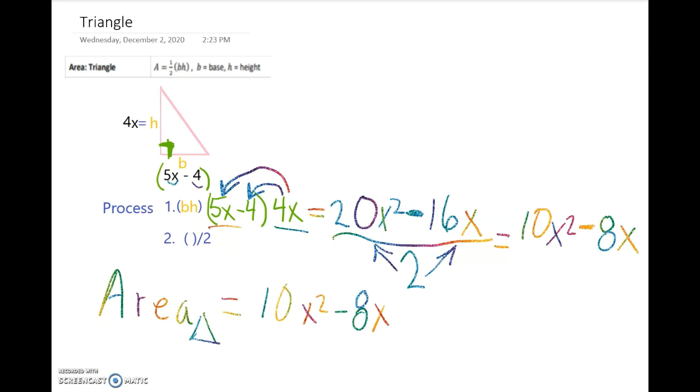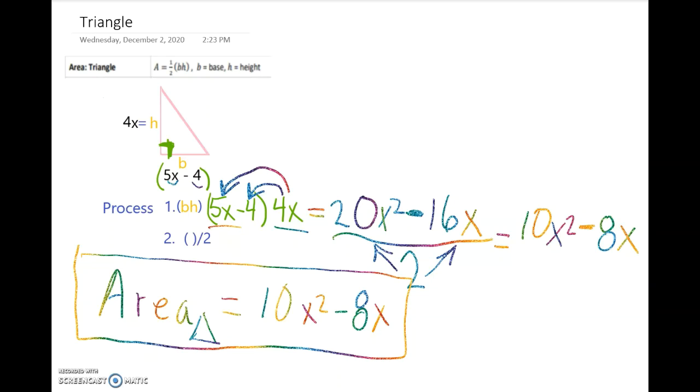Now, if I told you, well, x is equal to 3, then you can put 3 in there and find out what the answer is. But I didn't tell you that. So we don't know what x is. So this is as far as we can go. This is the answer. Leave it just like that. Okay? So that's area of a triangle.